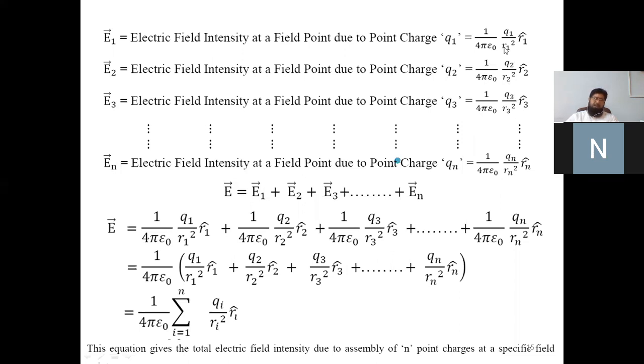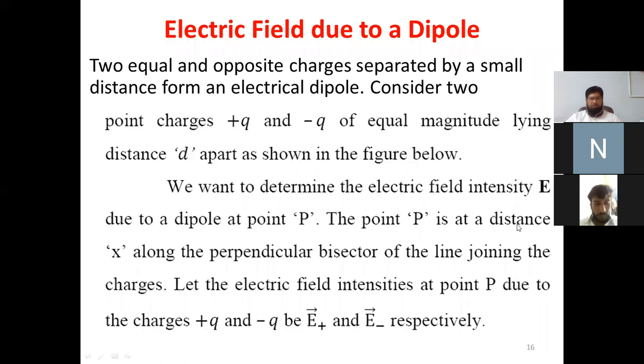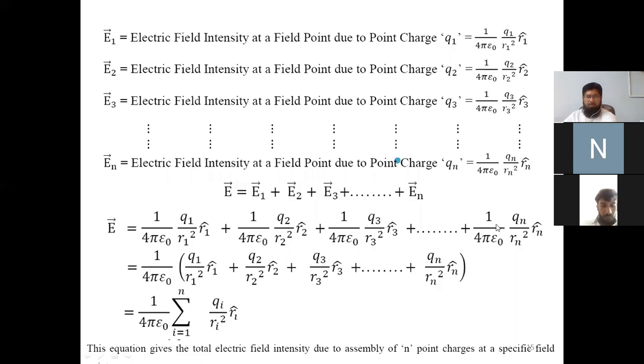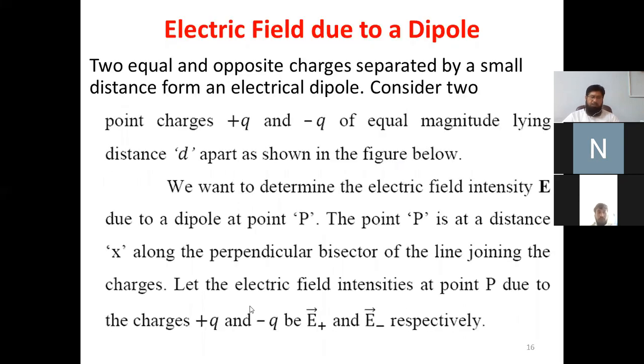So in general, if we have n number of charges, the total field intensity E will be equal to the field due to charge E1 plus the field E2 plus the field due to charge E3 and so on. So the total field is equal to 1 upon 4 pi epsilon naught. This is the field due to charge 1, this is the field due to charge 2, this is the field due to charge 3, and this is the field due to charge Qn. So we add up all these to get the total field due to all the charges.